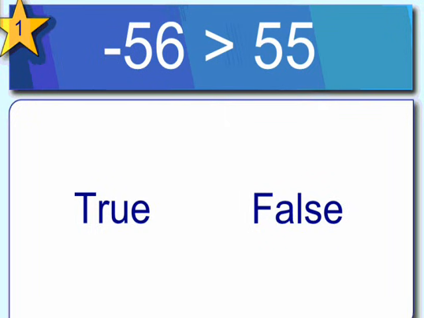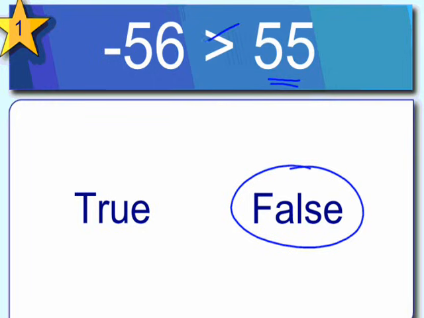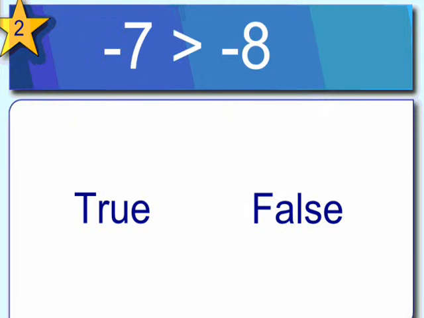Okay, let's look at a couple quick true-false questions. Let's look at this first example. Is negative 56 greater than 55? Well, the answer is false. This is a positive number. Positive numbers are always going to be greater than negative numbers. Is negative 7 greater than negative 8? Well, the answer to that would be true.